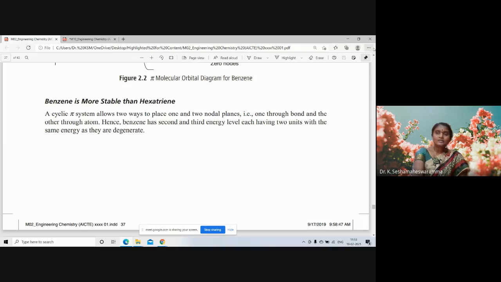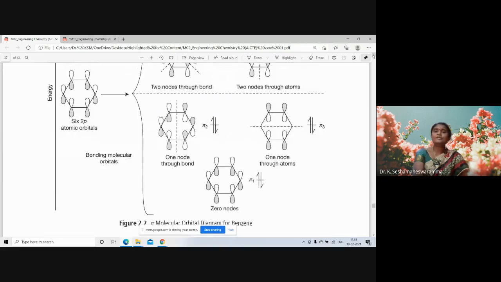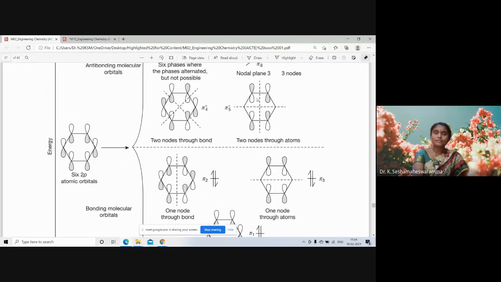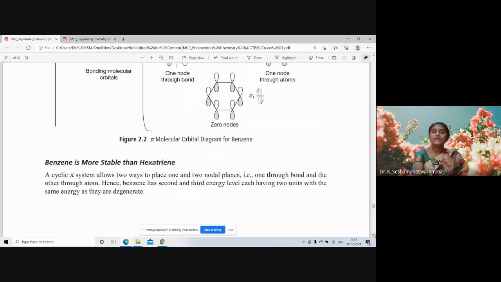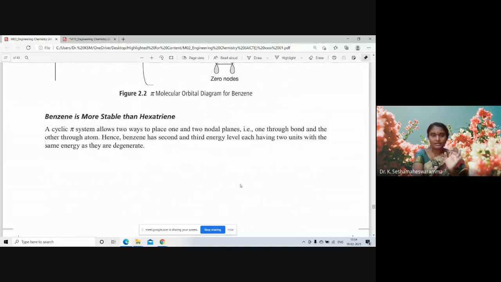Molecular orbitals having the same energy are known as degenerate. Here, pi 2 and pi 3 have the same energy, these two are degenerate. At the same time, pi 4 and pi 5 have the same energy, these two are degenerate anti-bonding orbitals. Pi 2 and pi 3 are degenerate bonding orbitals. Hence, benzene is more stable than hexatriene.